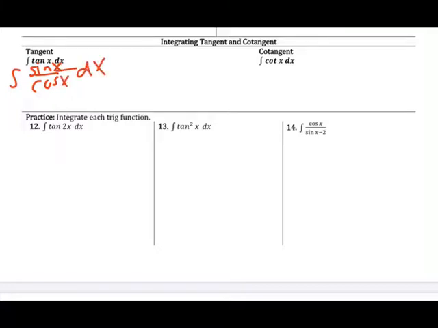And then you could use u substitution here, but I'm not going to, because I'm going to reverse the chain rule. So if I make that sine of x negative and I throw a negative in front to even that out, I really just have to reverse the chain rule here, because the derivative of cosine is negative sine. So this is equal to negative natural log of the absolute value of cosine of x plus c.